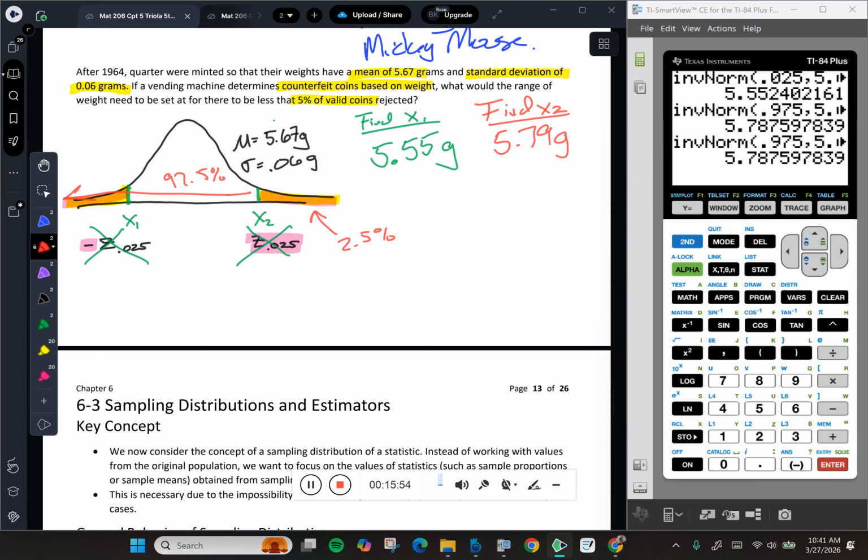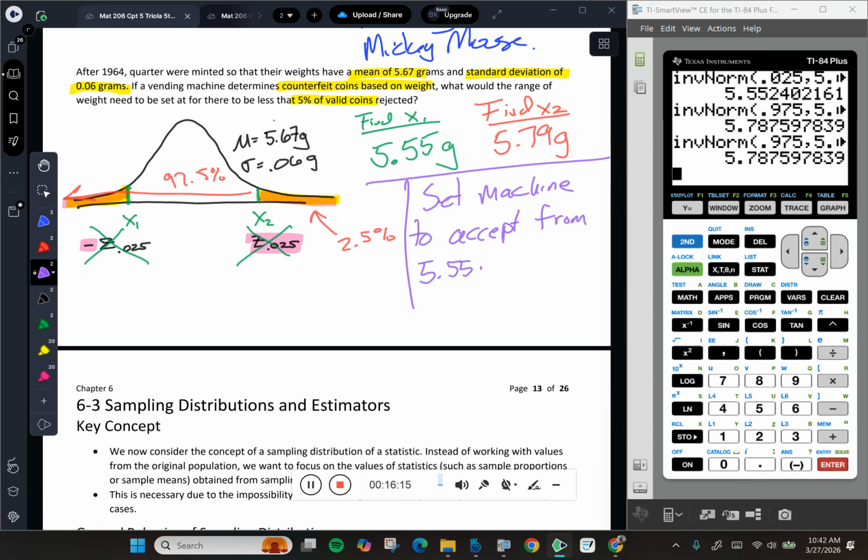Okay, now how do I wrap this up and make it look pretty? Well, the last thing I want to do then is to say what that means. So we need to set the machine to accept from 5.55 grams to 5.79 grams, and then everything else will be either too light or too heavy, and we will only be rejecting at most 5% of valid coins.